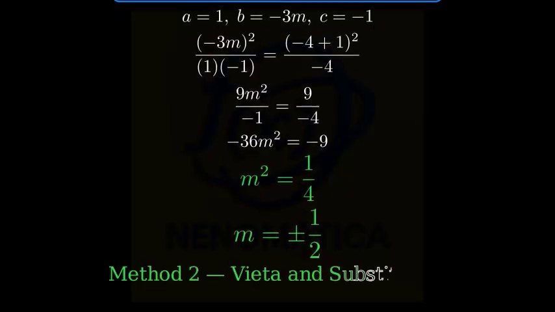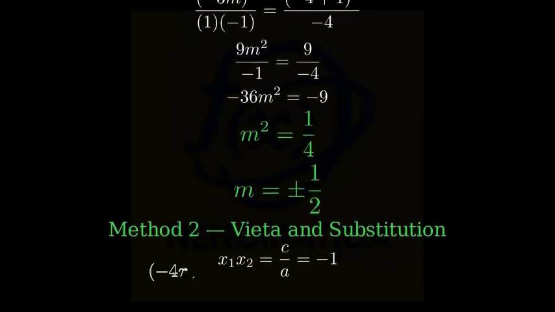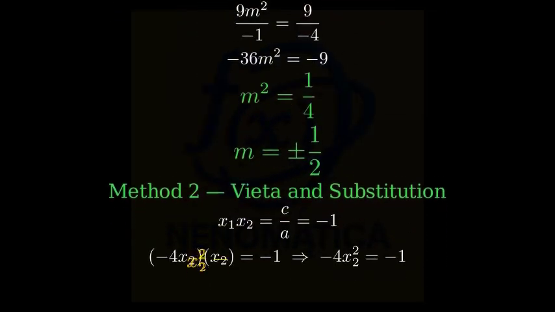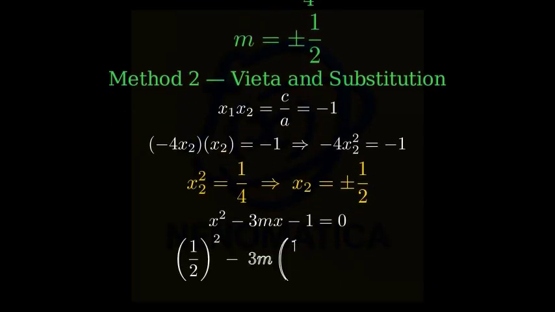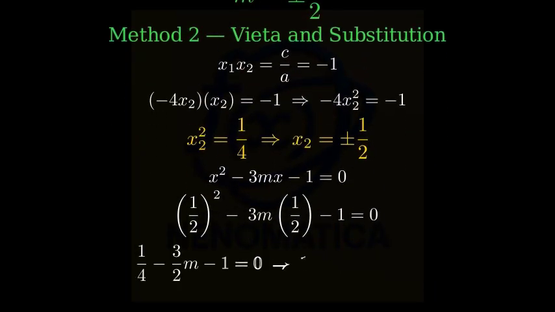Method 2. Use Vieta relationships. From x1 equals negative 4x2, and the product of roots equals c over a equals negative 1, we substitute to get negative 4x2 squared equals negative 1. So x2 squared equals 1/4, which gives x2 equals plus or minus 1/2. Now plug each root into the original quadratic to solve for m.